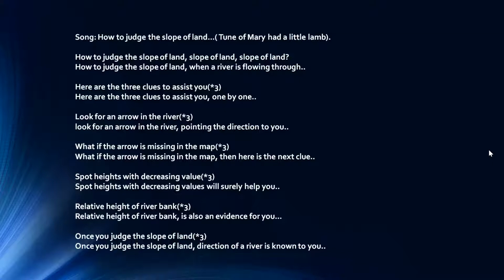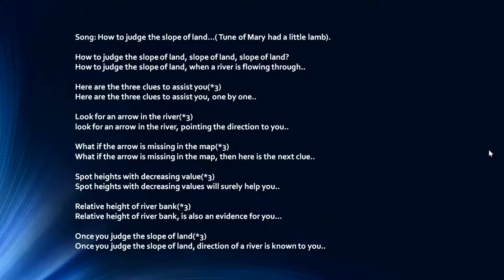This is the third clue. So the relative height of the river bank will also tell you the slope of land. Okay, children, once you judge the slope of land, the direction of the river is known to you, isn't it? So you can so easily judge the slope of land and the direction in which the river is flowing.